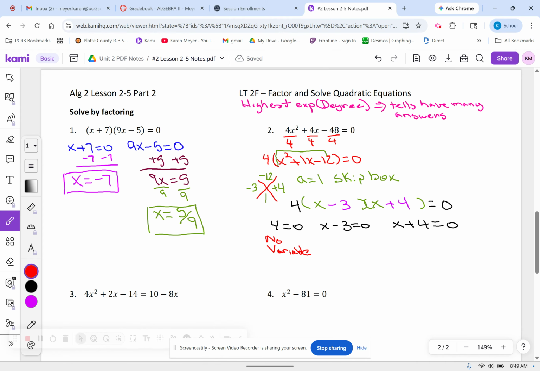If I go to the next part, we're just going to add the 3 over, so x equals positive 3. And on this one, we're going to move the 4 over by subtracting it, so x equals negative 4. And remember, we're only supposed to have 2 answers, so 3 and negative 4 is it.